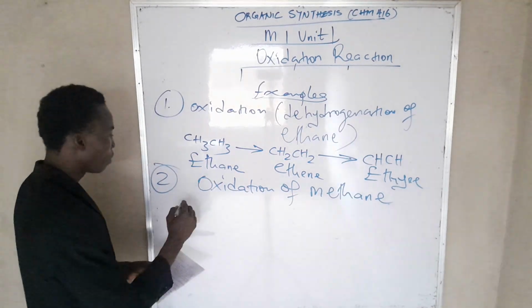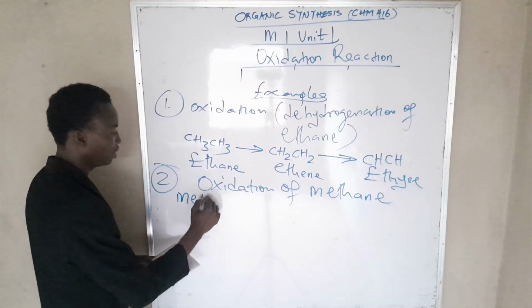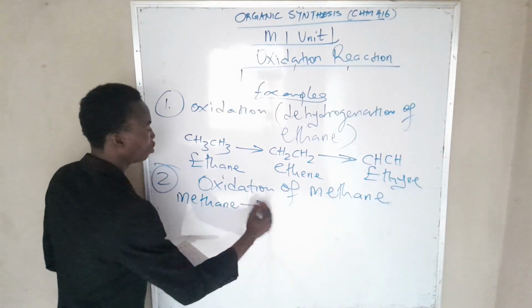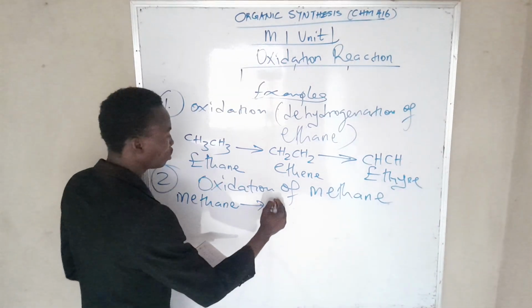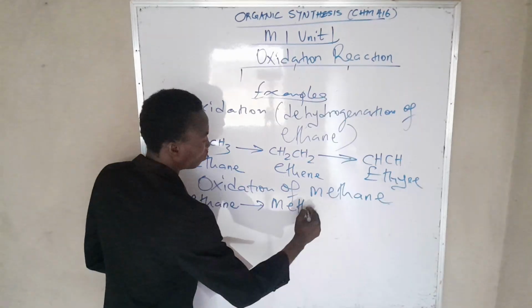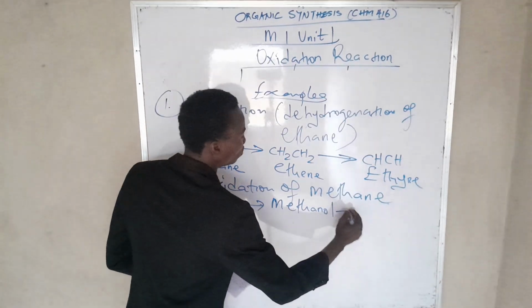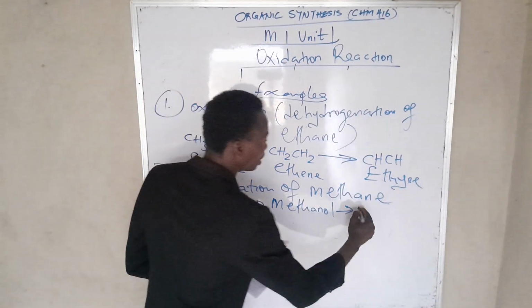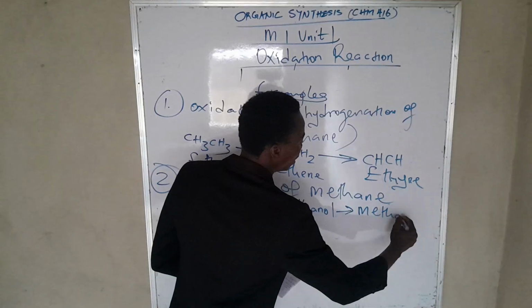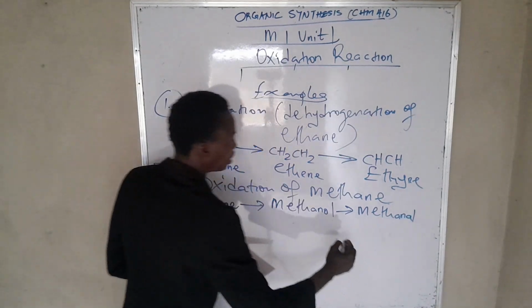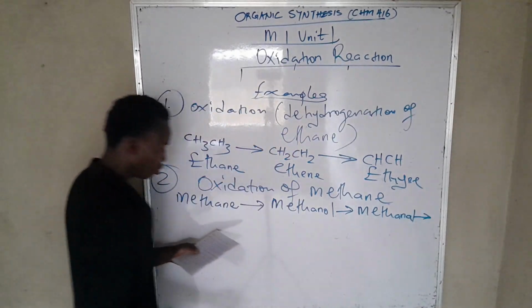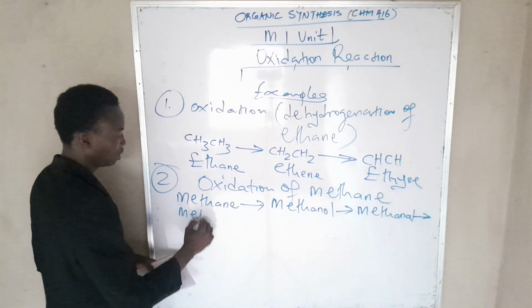Now here we go. Methane changed to another compound form which is called methanol, and from methanol it changed to methanal. From methanal, it changed again to methanoic acid.